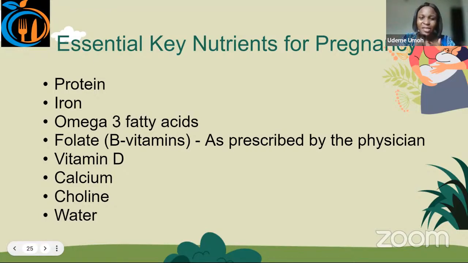Another key reason why you need iron is that in the first 6 months of a child's life after birth, it is the iron stores of the mother that the child will feed from. Let me say that again.